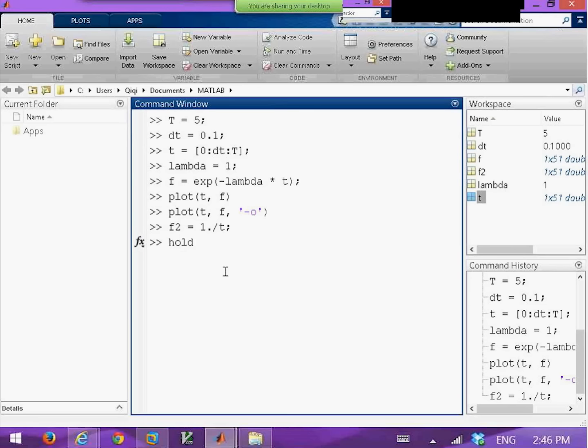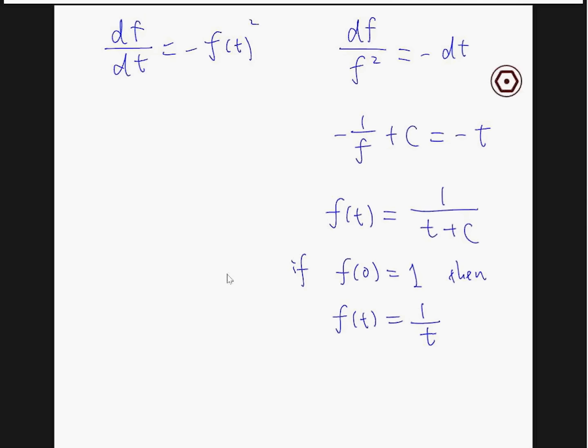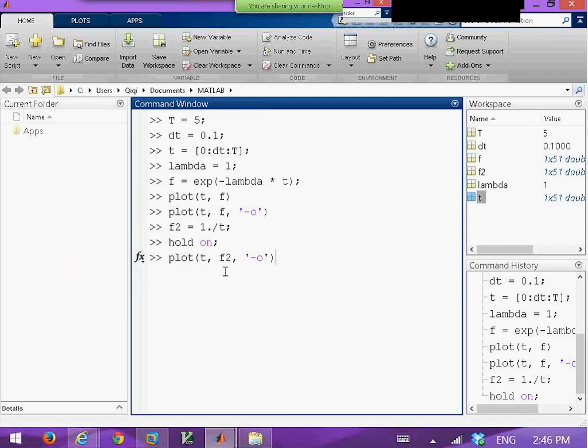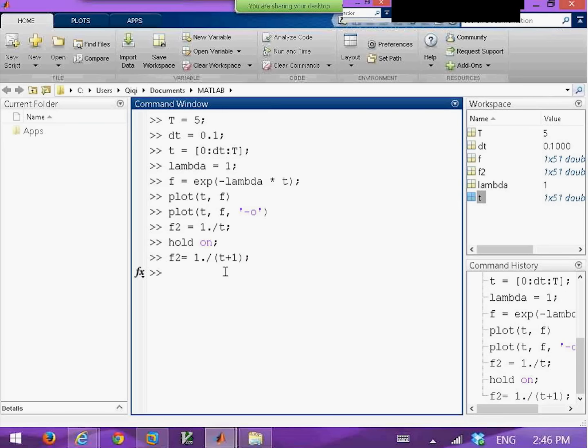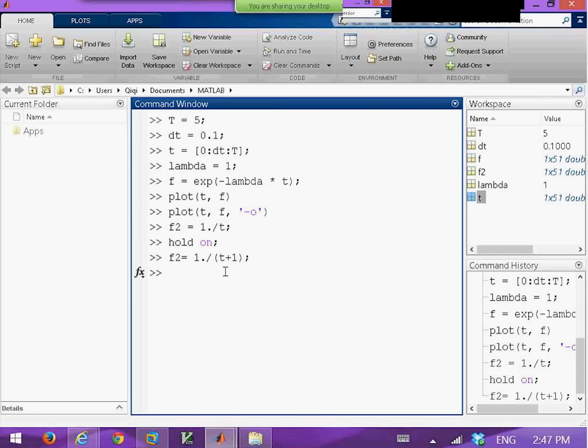Let me hold on and plot t, f2. Sorry? Oh, okay, plus 1, right? I'm going to have serious trouble if I do this. So let me do this again, equal to 1 divided by t plus 1. Yeah, thank you for paying attention. Okay, and plot t, f2. Let me do dash dash and s.